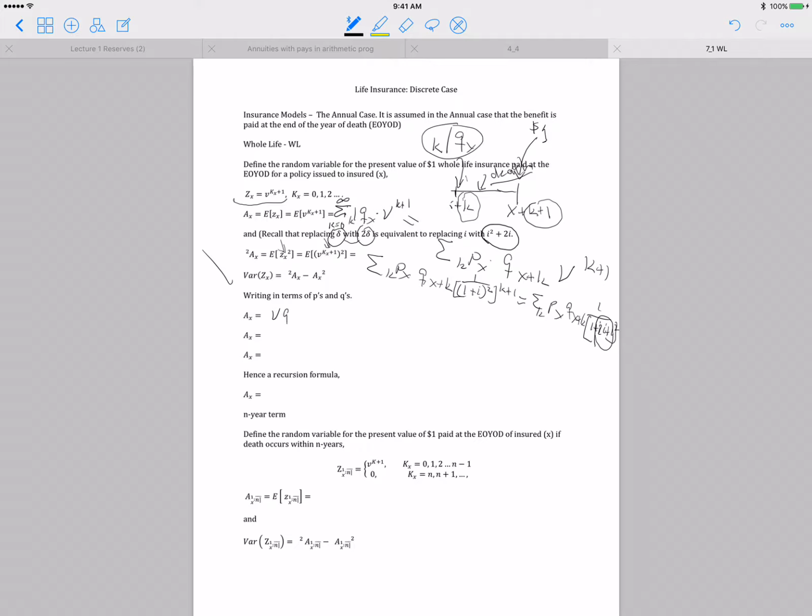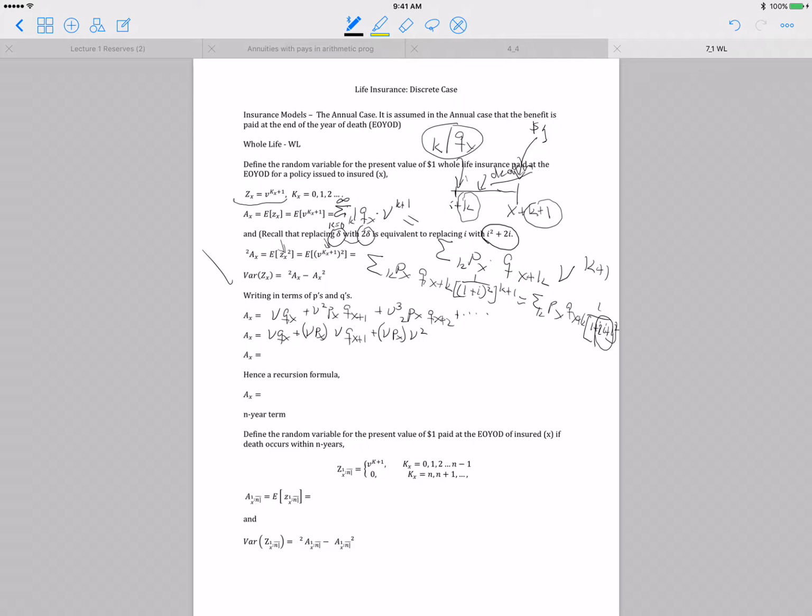So if I just write that summation notation out, it's v q_x plus v squared p_x q_x plus 1 plus v cubed p_x 2 q_x plus 2, etc. So we should be able to recognize that. And then I can start factoring with the second term. I can factor a v and a p_x out of this second term, and that leaves me with a v and q_x plus 1. And then the third term, I can factor also a v and a p_x out. And in the third term, that's going to leave me with a v squared.